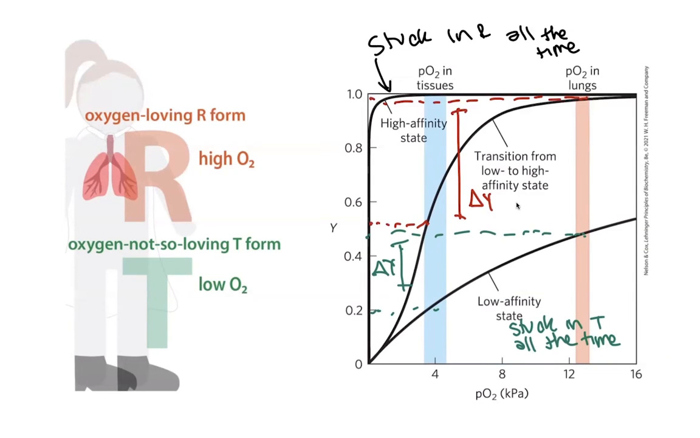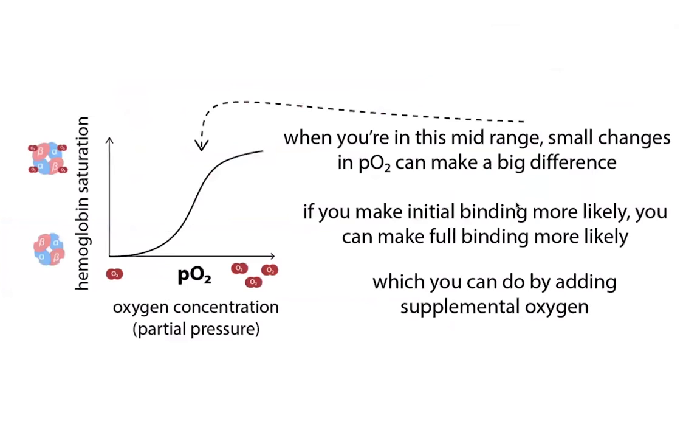It's going to give us this sigmoidal binding curve where we have this transition state where we're able to release the oxygen efficiently. And when you're in that range, small changes in the oxygen concentration can make a really big difference. So if you make that initial binding more likely, you can make full binding more likely. And this is why if you add supplemental oxygen, you can often help people out really quickly if they don't have enough oxygen.